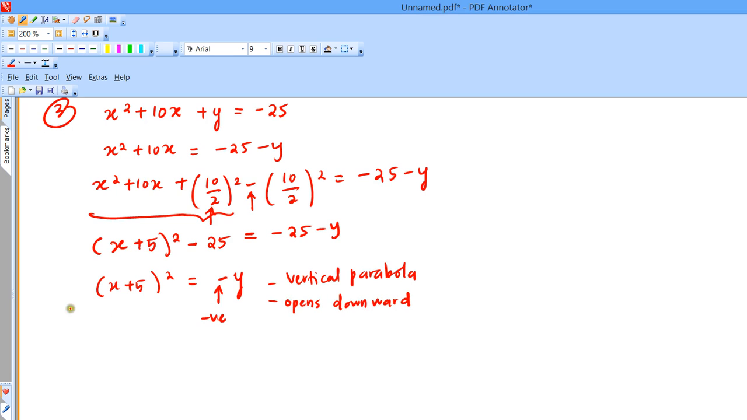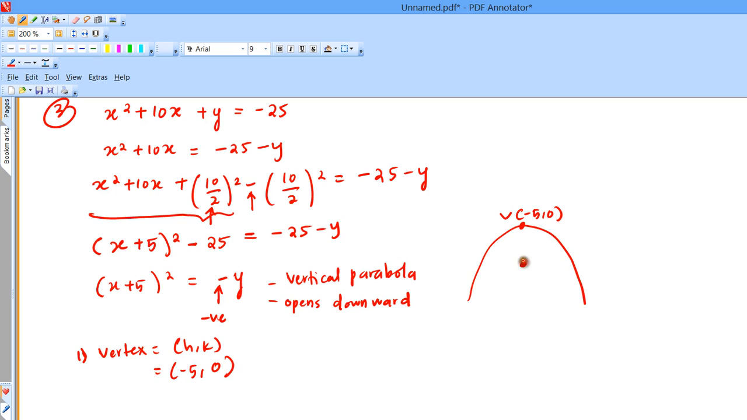So from this equation, we can list down. The first one is the vertex equal to (h, k), h equal to -5, and then k equal to 0. Number 2, how does this parabola look like? Open downward means like this. And then we have the vertex (-5, 0). This is the focus.